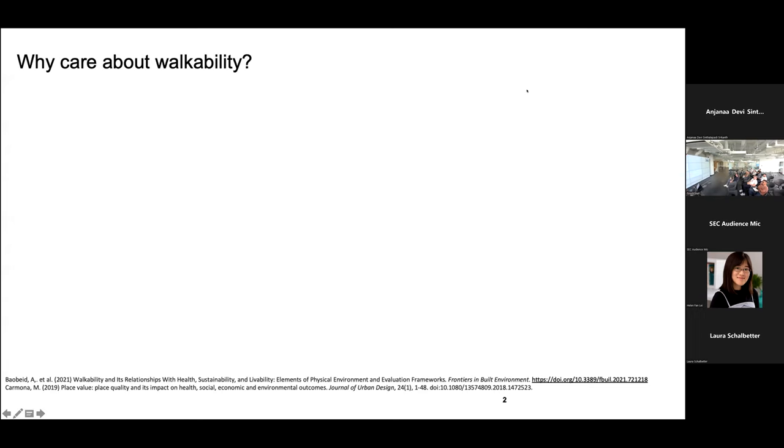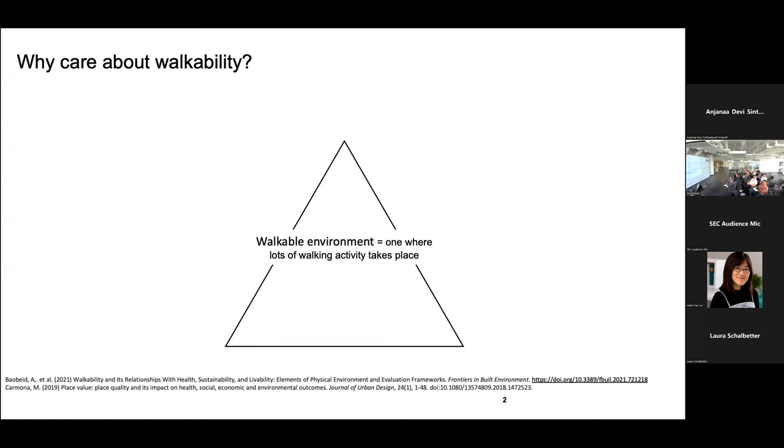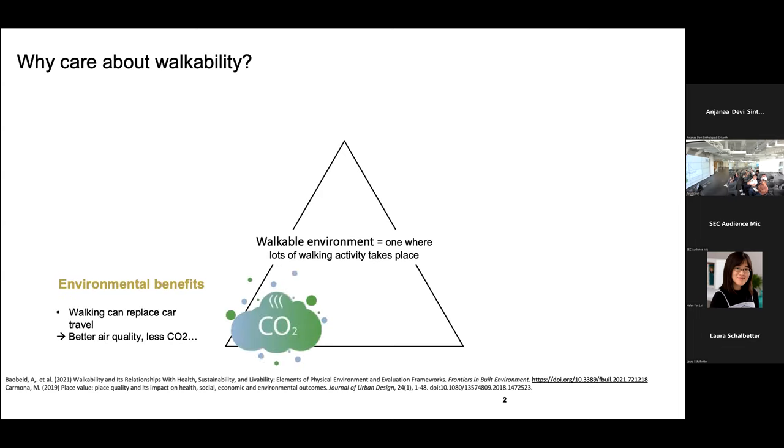Okay, starting with why should you care about walkability? Walkable environments are ones where a lot of walking takes place. That's the most simple definition. And walkable environments have environmental benefits because walking can replace car travel, which leads to better air quality and less CO2 emissions, etc.